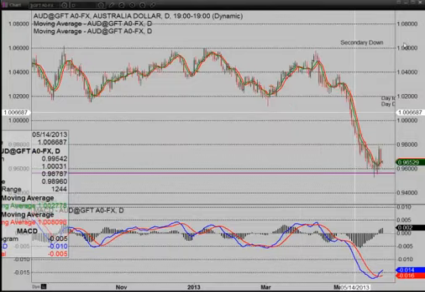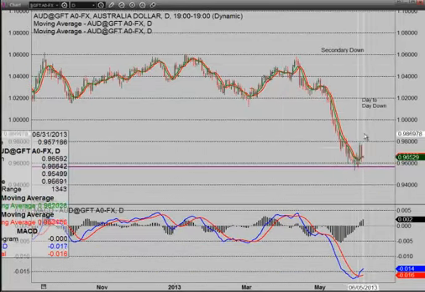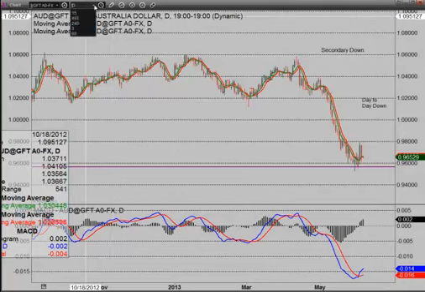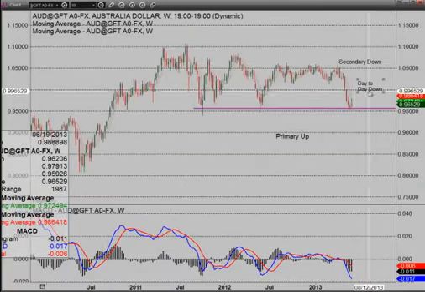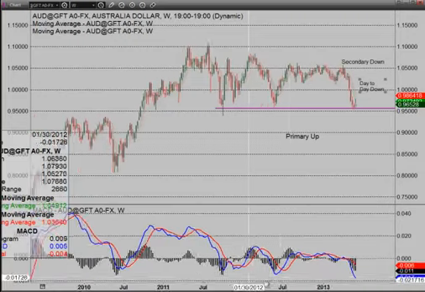First market we're looking at is the Australian dollar. You had a bit of a dead cat bounce yesterday off that 50% level. Let me pan out to a weekly chart. No doubt about it, secondary down, day-to-day down. That long-term primary pattern's still up though.